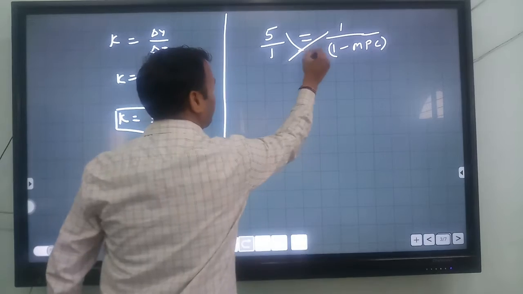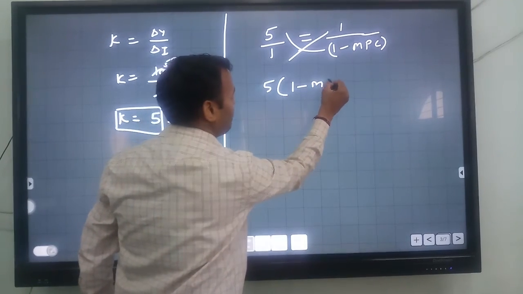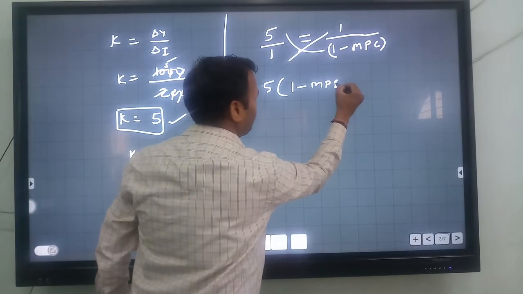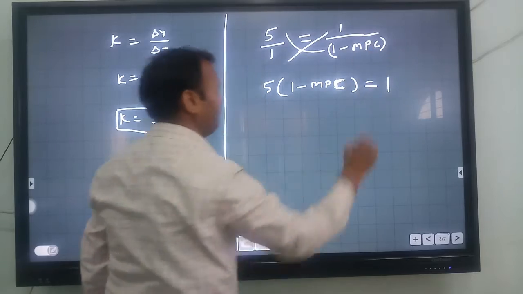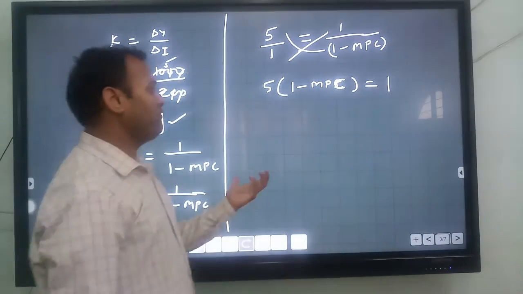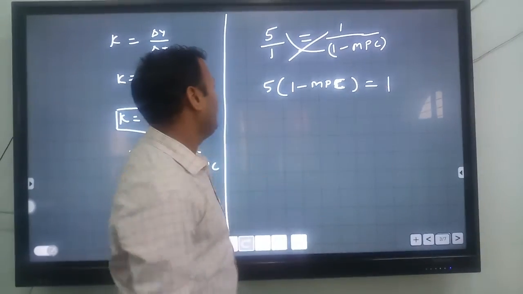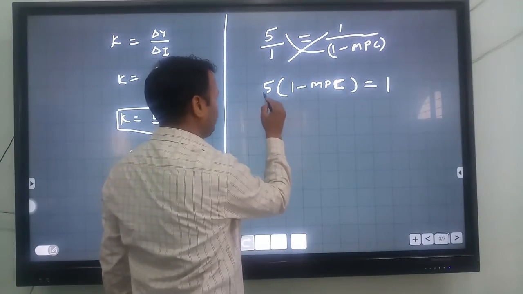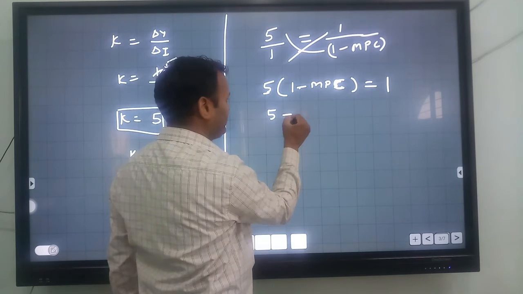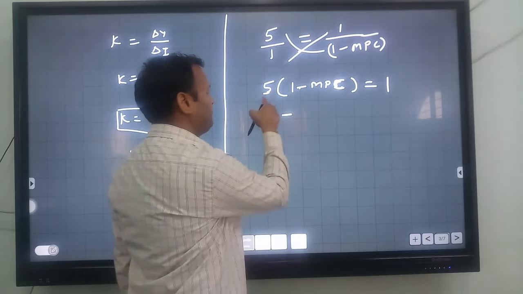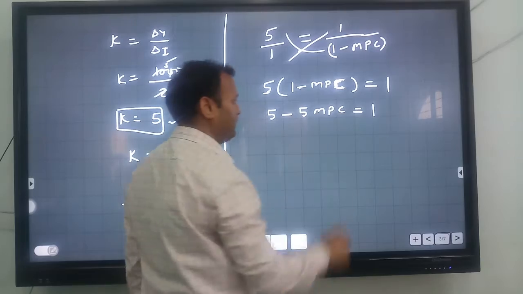Now we will cross multiply. So 5 bracket 1 minus MPC is equal to 1 into 1, that is 1. Okay. Now we have two options. Either we divide by 5 here, or we just multiply in the bracket. So 5 into 1 is 5, and the minus sign is here, so we put the minus sign. And 5 into MPC, so 5 minus 5 MPC is equal to 1.